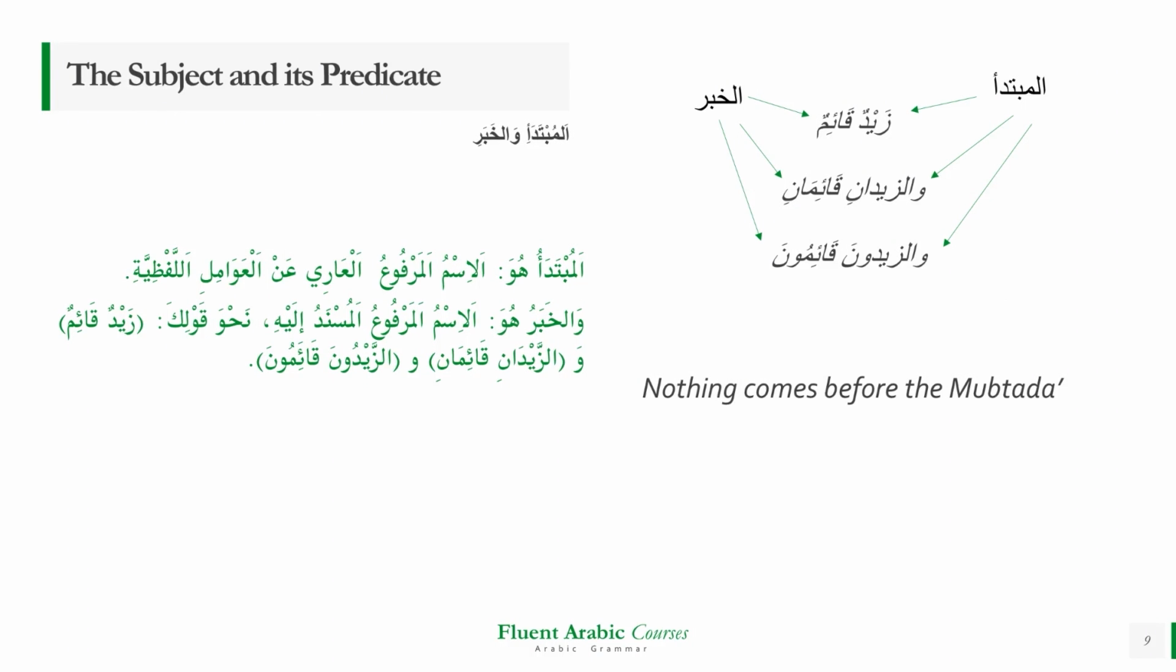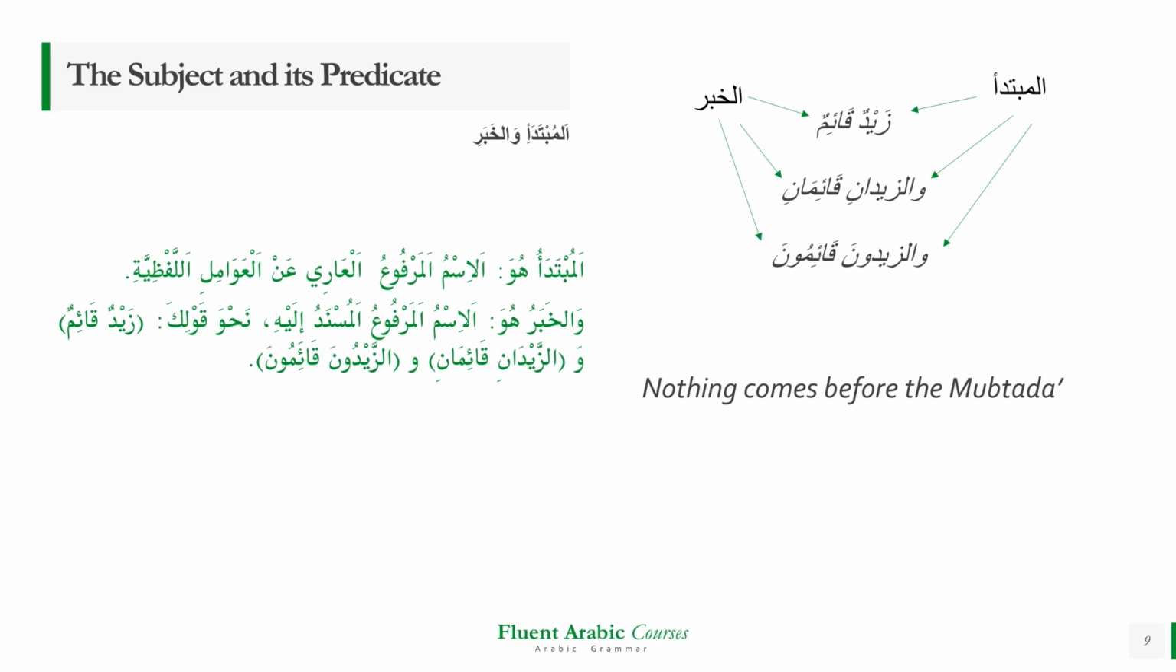Now let's look at the Mubtada and the Khabar. The Mubtada and the Khabar is really simple. What is the Mubtada? المبتدأ هو الاسم المرفوع العاري من العوامل اللفظية. It is a marfu' noun. It is always in the state of rafa. العاري من العوامل اللفظية. It is free of any particles acting upon it.